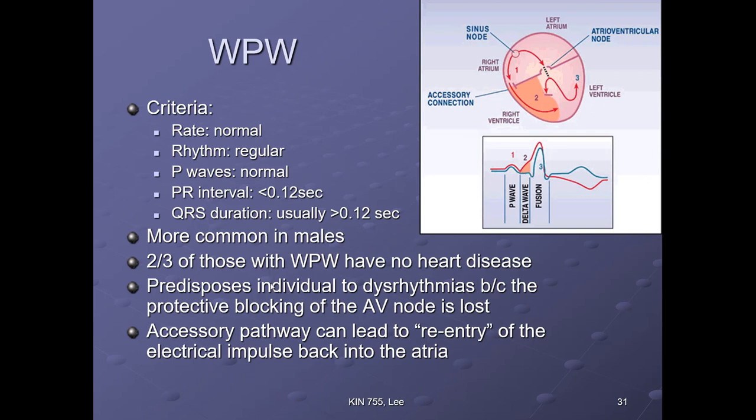So some quick background on it. More common in males. Two-thirds of the people with WPW don't have any negative effects as far as heart disease. It is treatable. Usually they go in and do an ablation technique if they think it's going to be a problem. But the biggest problem would be it does predispose someone to dysrhythmias, because you lose that protection of the AV node slowing down the impulse going to the ventricles.